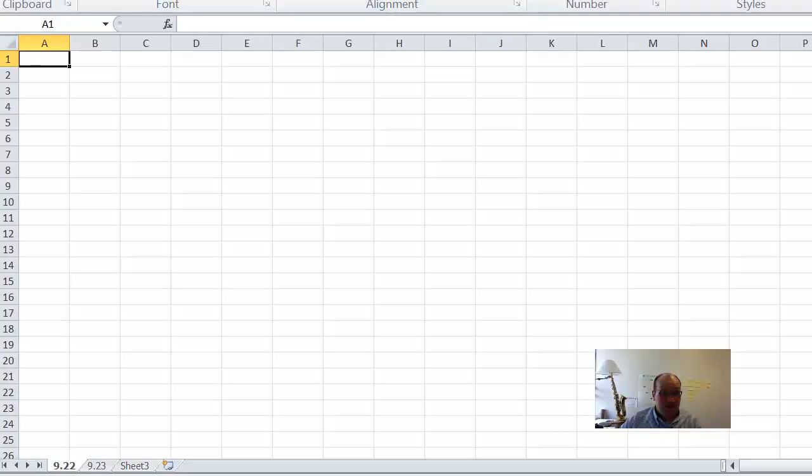Hey class, let's work on a couple problems that will help you with your homework. So problem 9.22 on page 308 of our textbook.